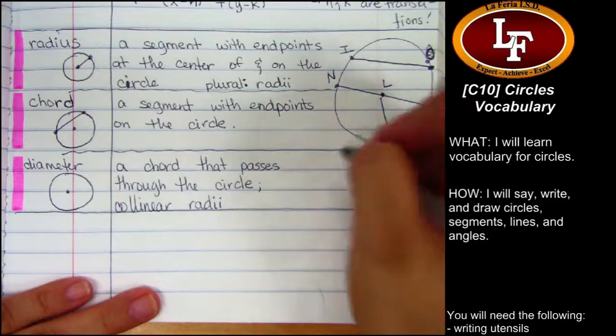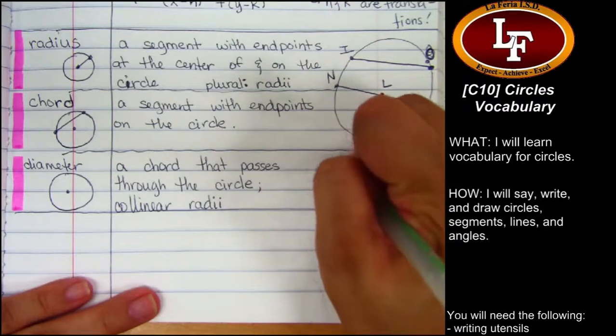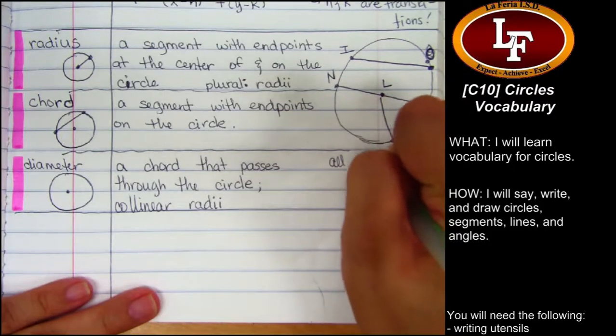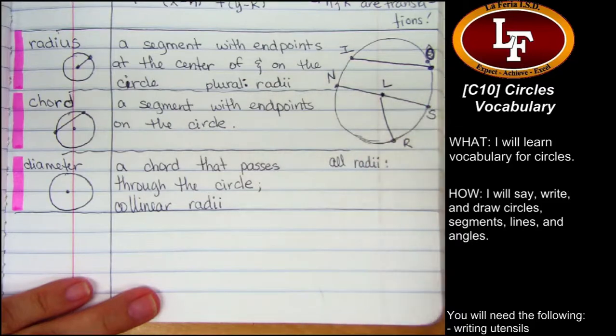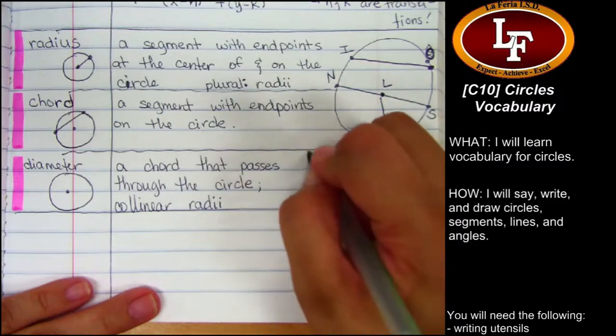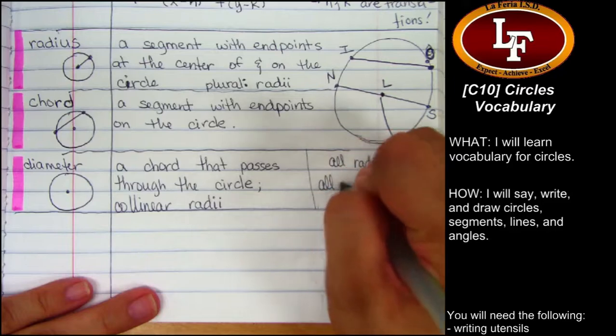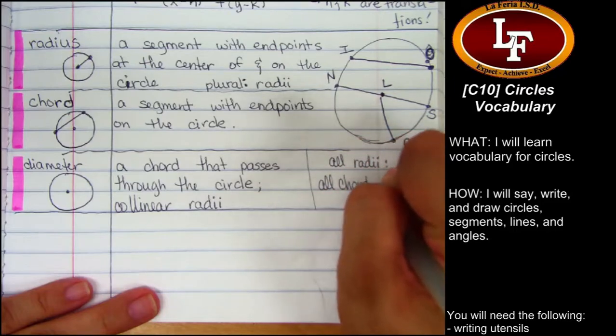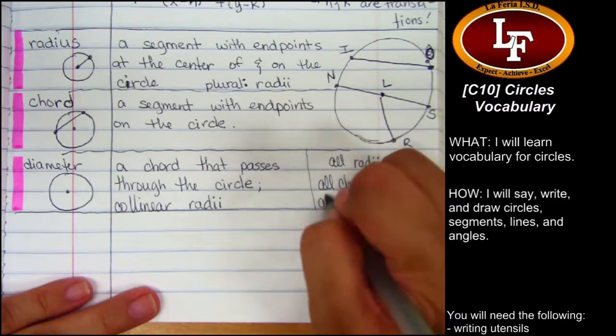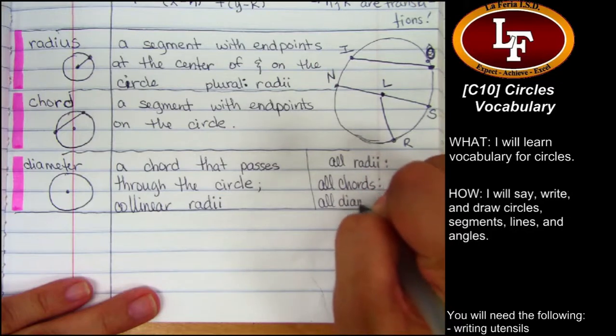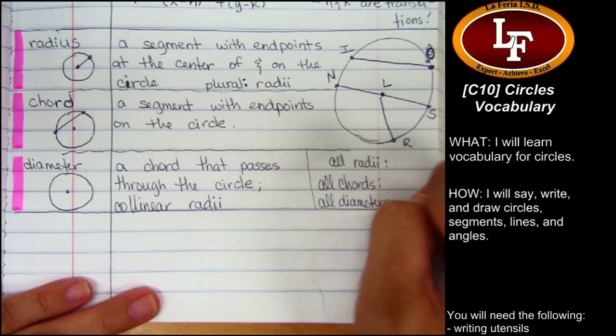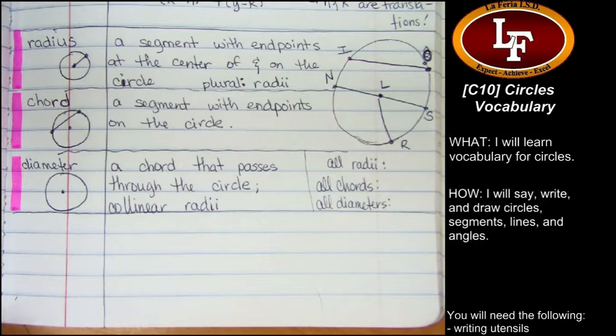What you need to do for me for a notebook check is to name all the radii that you see on this particular figure. Then I need you to name all the chords that you see in this particular figure, and then name all of your diameters that you find in this particular figure. So this will be a notebook check, part of your grade, so make sure that gets filled out the next time you come into class, and I'll be happy to score that for you.